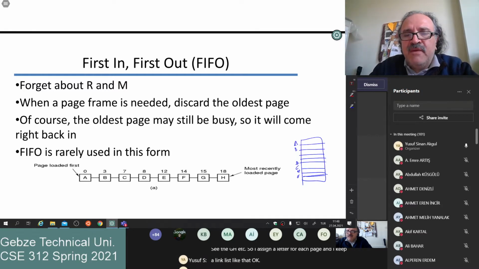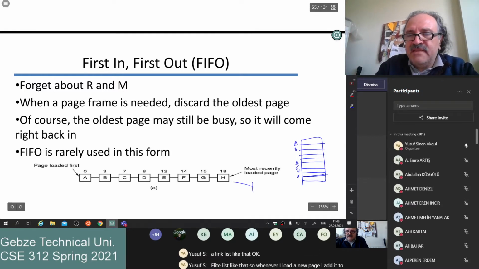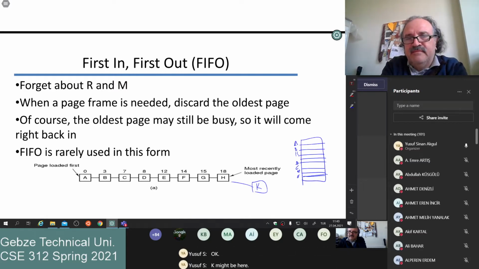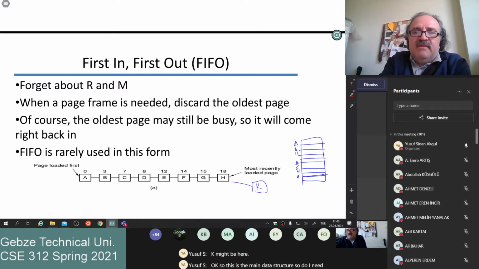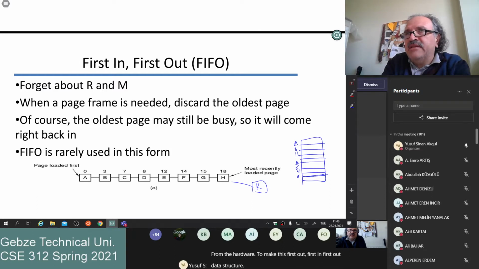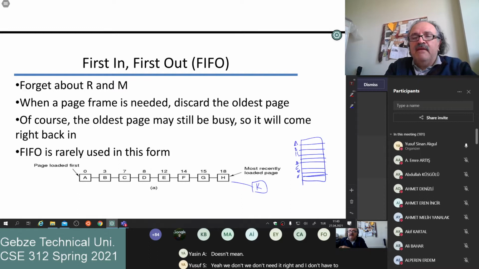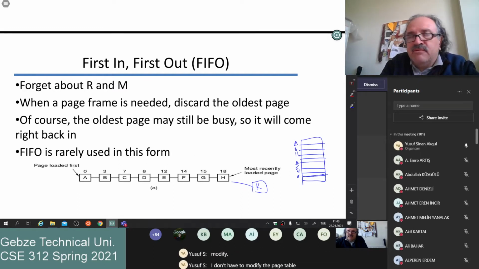Whenever I load a new page, I add it to the end of this linked list, give it a new name, and K may be here. So this is the main data structure. Do I need help from the hardware to make this first in, first out data structure? Other than the usual tools that we have, R and M bits, interrupts, etc., I think no, we don't need it. I don't have to modify the page table, so it is all set.